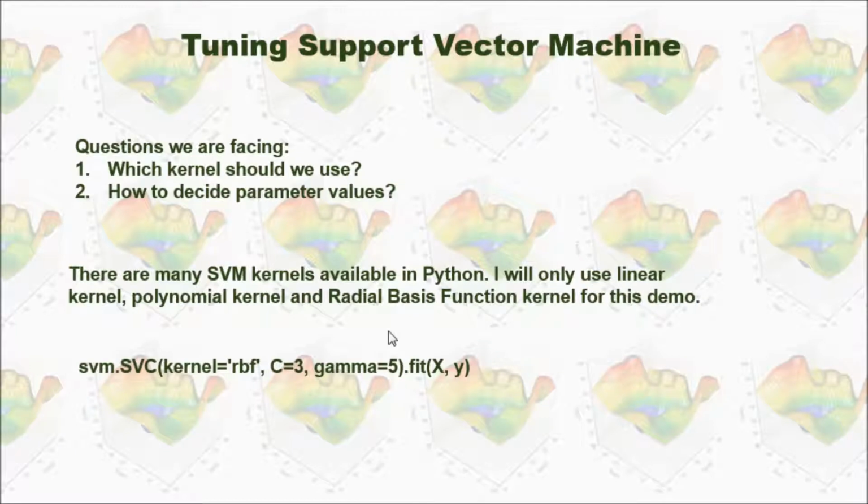Let's take a look at the RBF kernel. In the RBF kernel, we have two parameters. One is C, another one is gamma. And I explained what C stands for and what gamma stands for in my previous video. If you haven't watched that video, you are welcome to watch that video first.